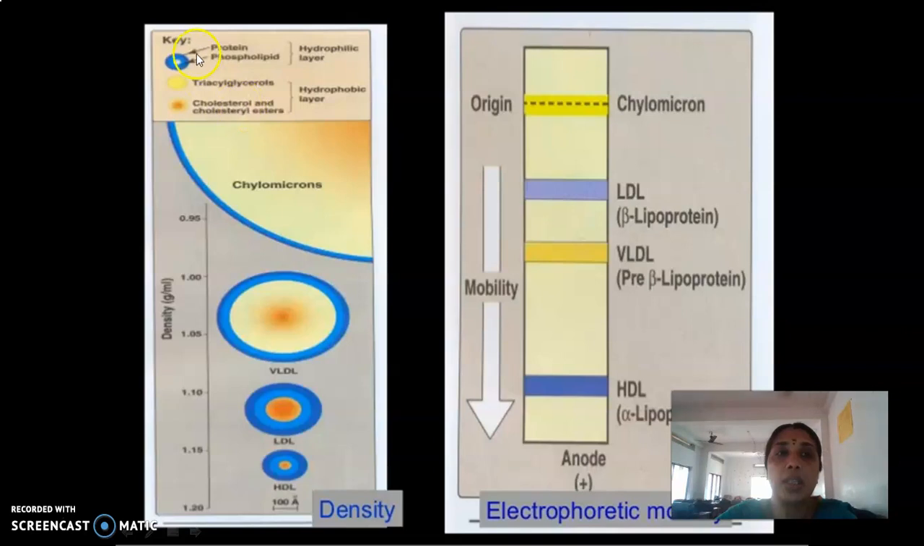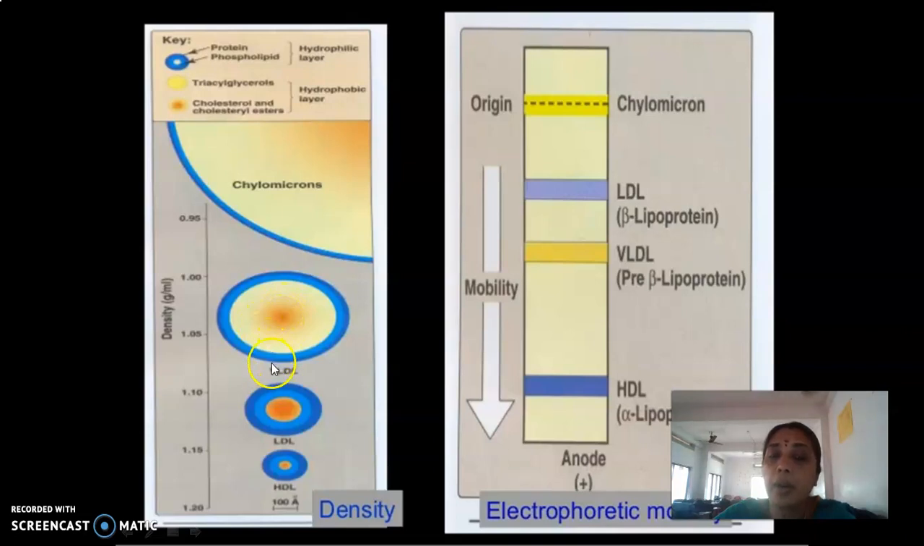Okay, so this color indicates the phospholipid concentration and protein concentration. The yellow color indicates the TG, and the brown color indicates the cholesterol and cholesterol esters. See, chylomicron has the least phospholipids and apoproteins, and hence it has the least density or maximum flotation constant. As you come down, VLDL has its phospholipid concentration slowly increasing, while the TG is slowly getting reduced. Cholesterol esters remain in the middle.